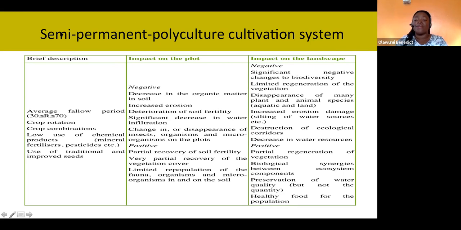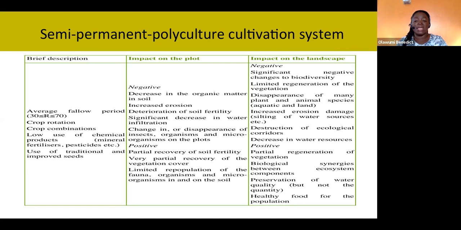So also, if we look at the entire landscape now, what is the impact? We see that the negative impact is that significant negative changes to biodiversity start happening, because we have introduced a foreign input into the system. Then limited regeneration of the vegetation starts happening, and there is disappearance of many plant and animal species. That's what we see when we start using synthetic fertilizer and synthetic pesticide.